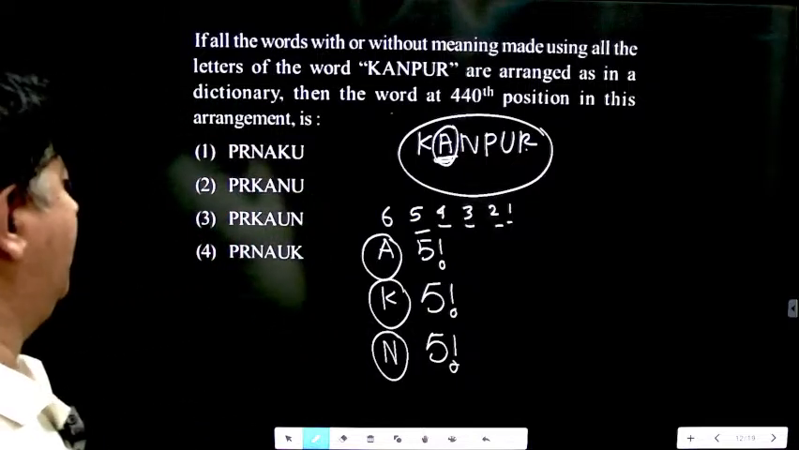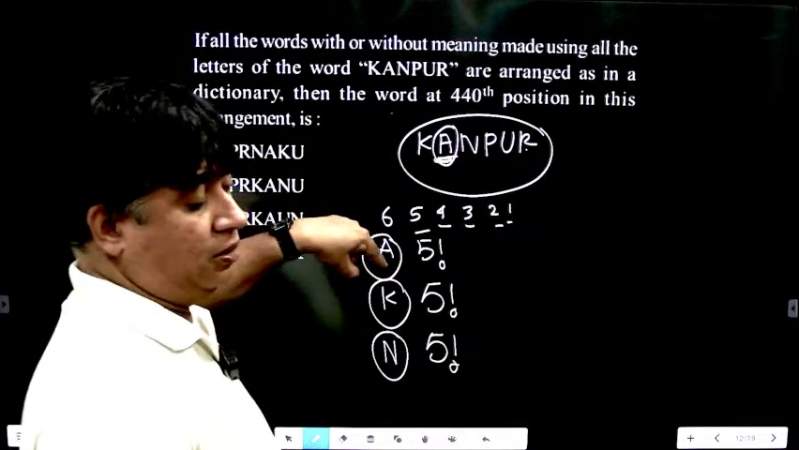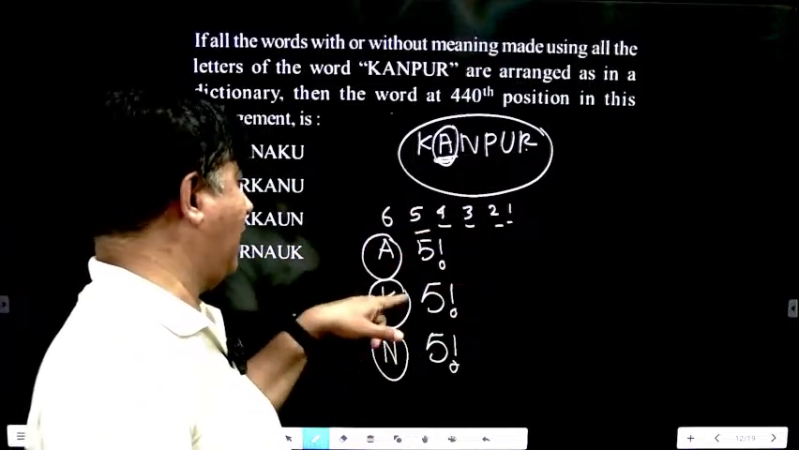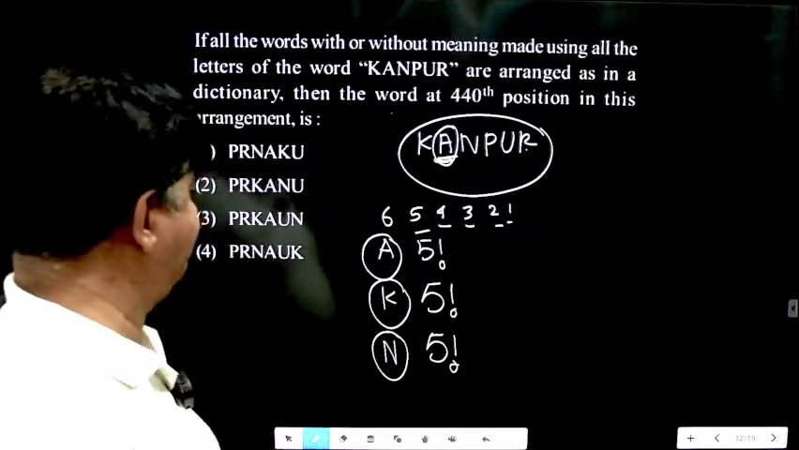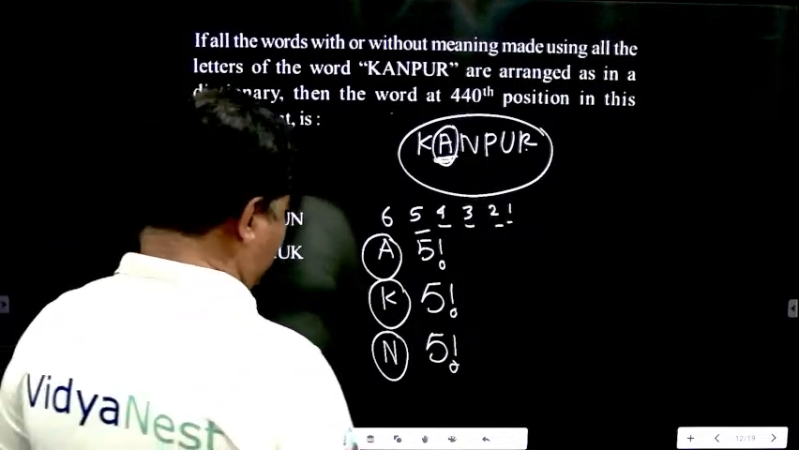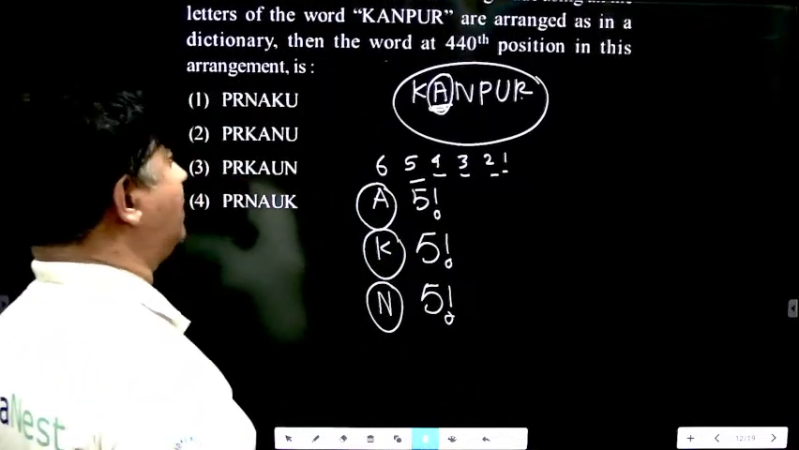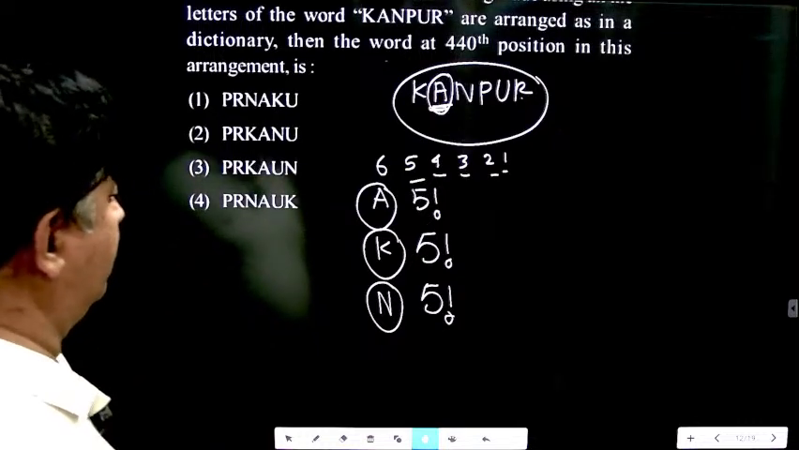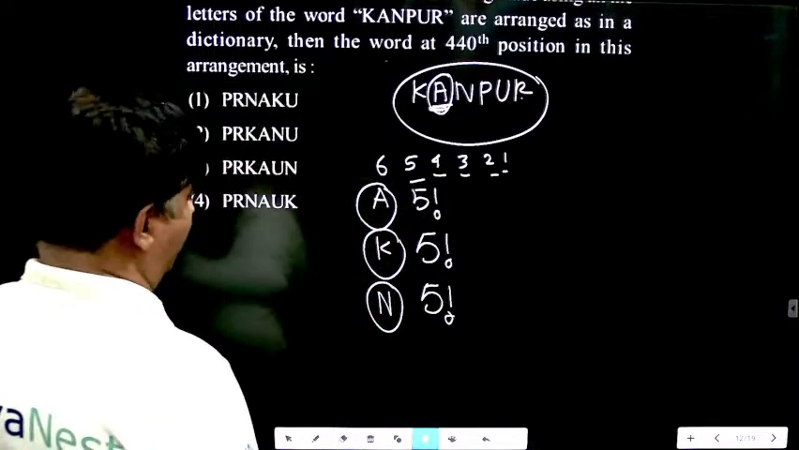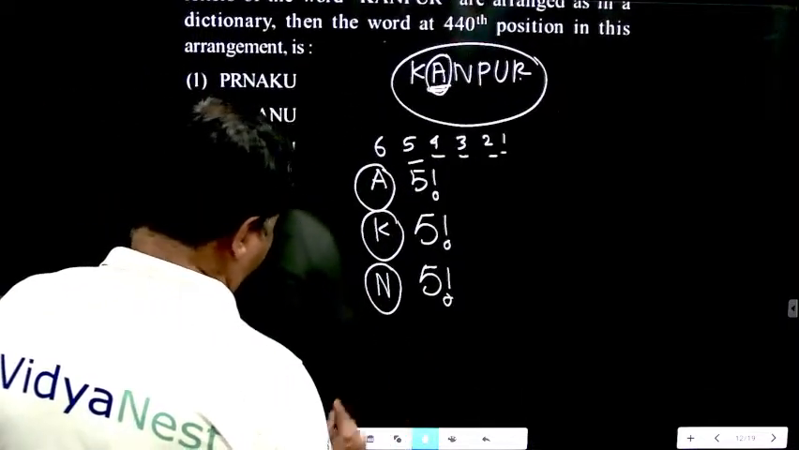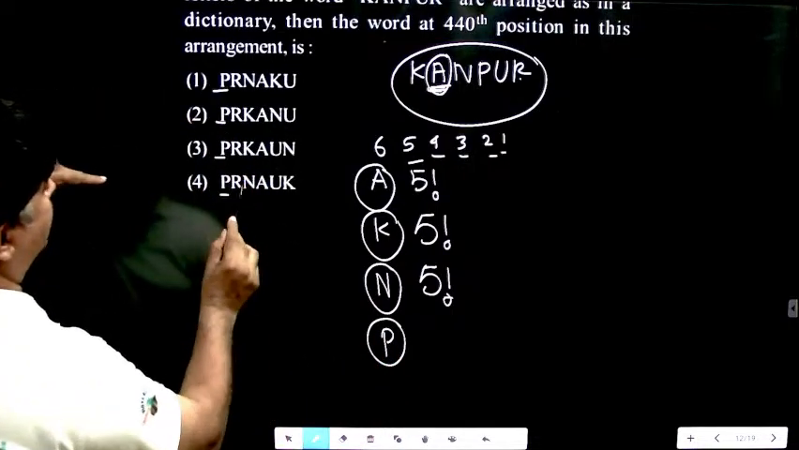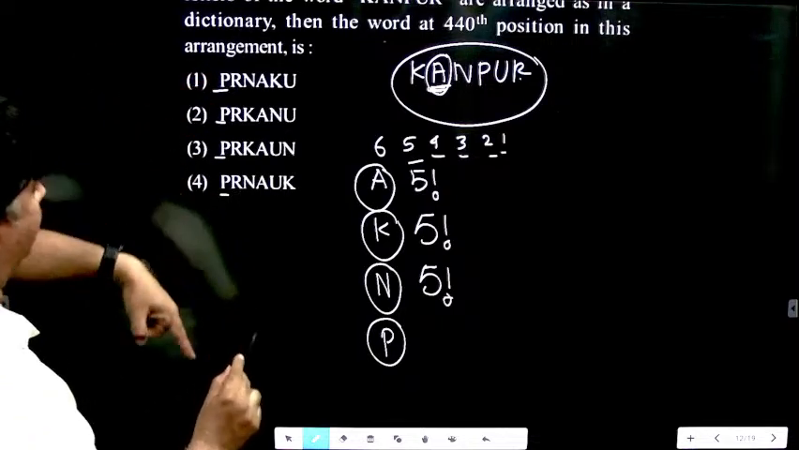So using A as a starter, I will get factorial 5 number of words. Using K as a starter, I will get factorial 5 number of words. And if I start with N, then also factorial 5 number of words. Now what letter should come? P. A, B, C, D, I, J, K, L, M, N, O, P. Now you get P. See, P is there in the required question in each case as a starter.